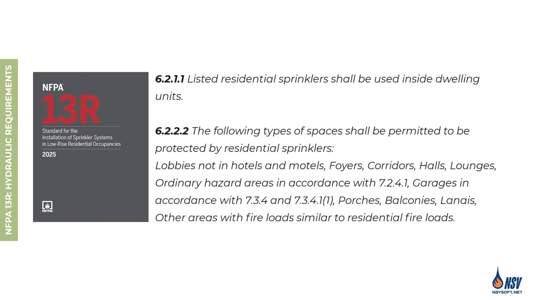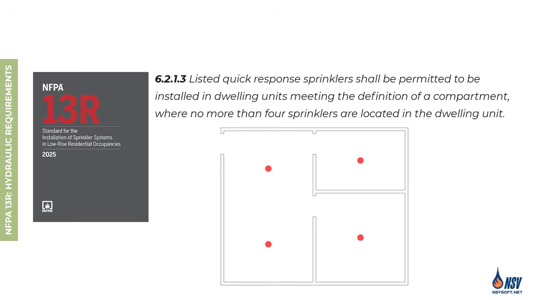NFPA 13R requires residential sprinklers to be installed inside dwelling units and also permits their installation in certain areas, such as lobbies (not in hotels and motels), foyers, and corridors. This standard also permits the use of quick response sprinklers in dwelling units that meet the compartment definition, provided no more than 4 sprinklers are installed within the dwelling unit. This provision is commonly referred to as the hotel room exception because it is most often applied to hotel rooms.